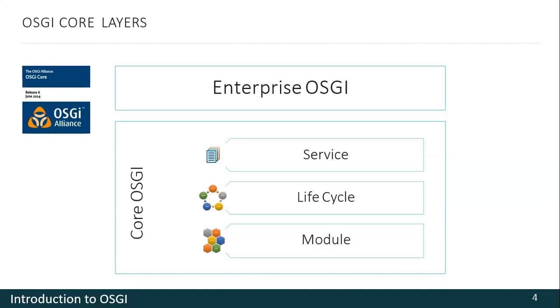The first, the lowest, is the module layer. This layer defines isolated modules or bundles. The second layer is the life cycle of bundles. It defines the bundle life cycle, how the bundles are installed, updated, uninstalled, started, and stopped.